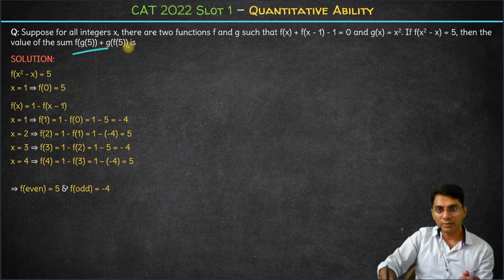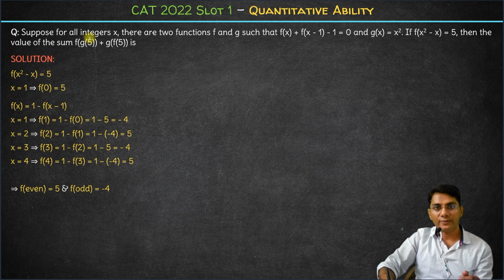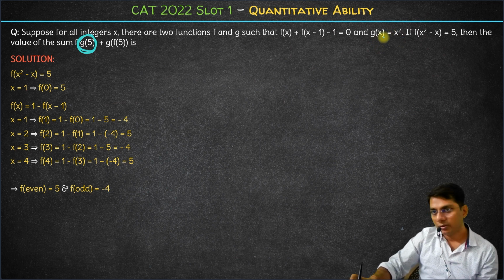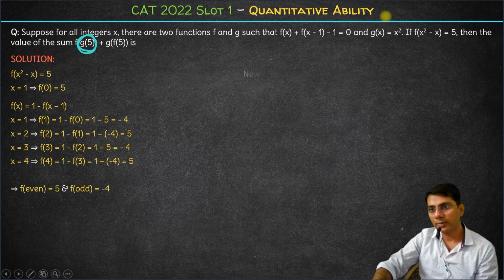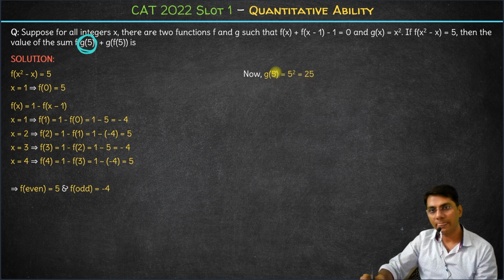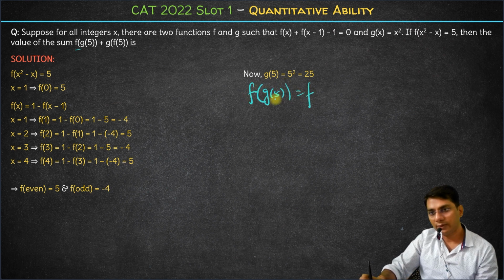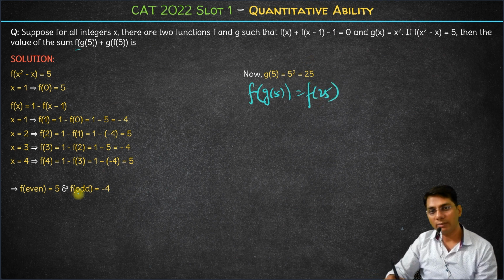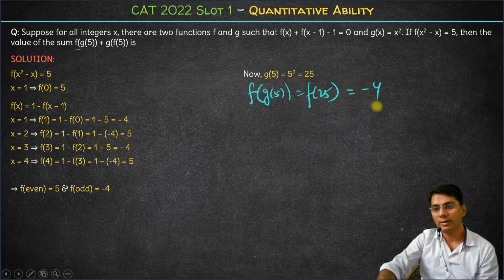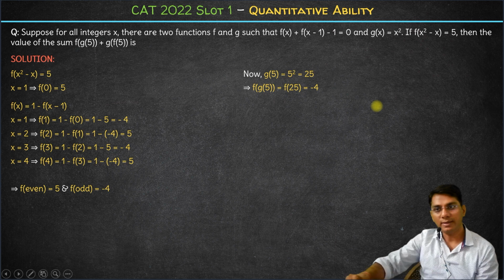Now let's come to what is asked. We have f of g5. So let's first calculate g of 5. g of 5 can be calculated by substituting x equals to 5 here. So g of 5 will be 5 square. 5 square is 25. So g of 5 is 25. Now let's calculate f of g5. Now f of g5 is effectively f of the value of g5, which is 25. So f of 25, and 25 is an odd number, right? So f of an odd number is minus 4. So this comes out to be minus 4.